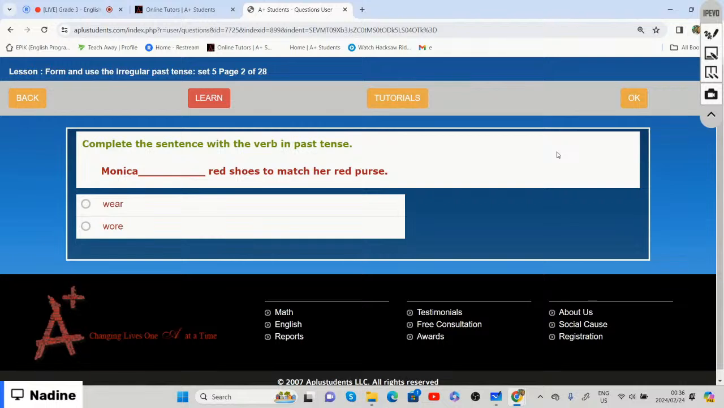And then Monica, do we say Monica wear red shoes to match her red purse? Or Monica wore red shoes to match her red purse? We need to find the past tense.